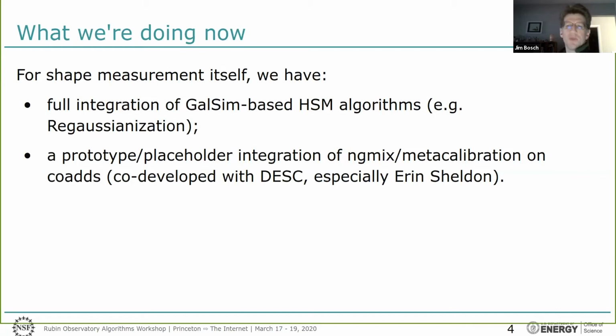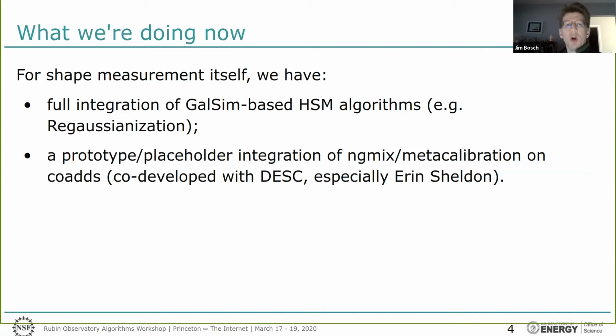The first one is we've pretty fully integrated the older Gaussian-based HSM algorithms. So these include re-Gaussianization. These are moments-based methods. HSM stands for Hirata, Seljak, Mandelbaum. Moments-based methods that correct the moments of galaxies using moments of the PSF, similar to KSB, which many of you may be more familiar with.